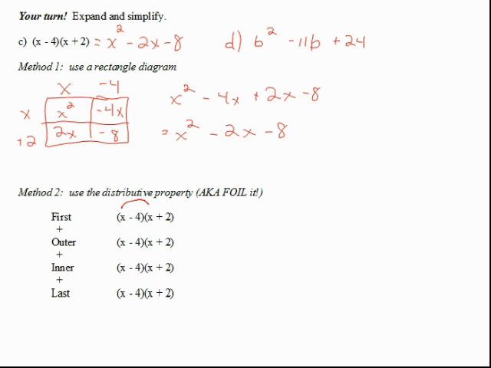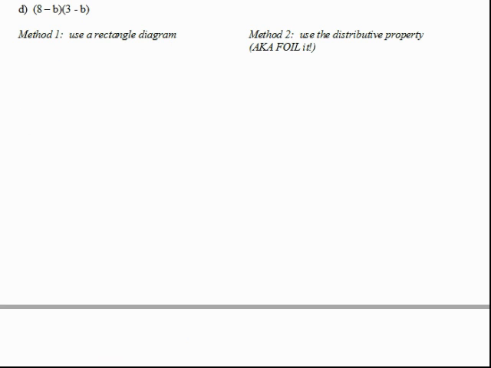To FOIL it, we have first, which is x squared. Outer is 2x. Inner is minus 4x. Last is minus 8. So x squared plus 2x minus 4x minus 8 equals x squared minus 2x minus 8. And yeah, we did them in a little bit of a different order than we did at the top of the page, but we get the same answer, so it doesn't matter at all. Okay, next one.